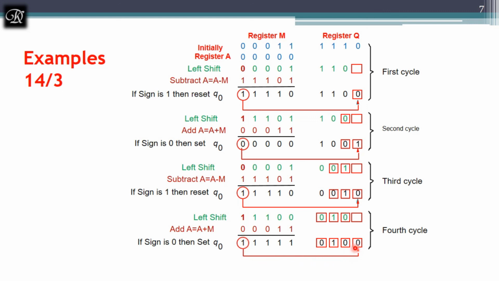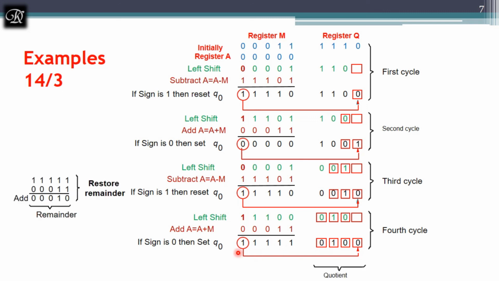Again you see, am I having a quotient in Q? Yes, I am having the quotient in Q, which is 4, but I am not having a valid remainder in A. When this is the condition, I have to perform the restore operation. So when I restore, minus 1 plus 3, I will be getting positive 2, which is the remainder when you perform 14 by 3. When I perform 14 by 3, the quotient will be 4, remainder will be 2. This is how the non-restoring technique is going to work.